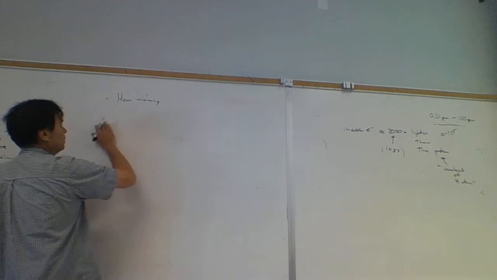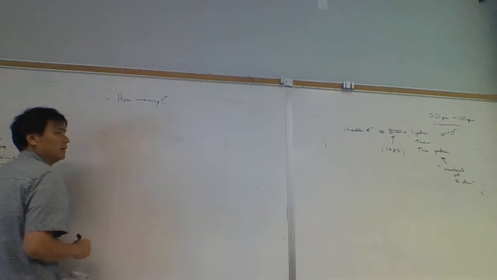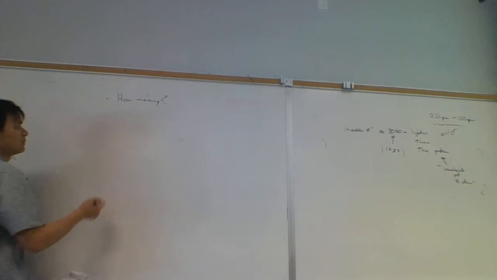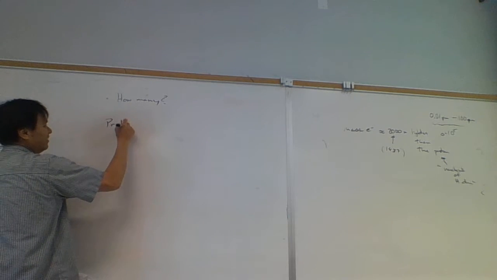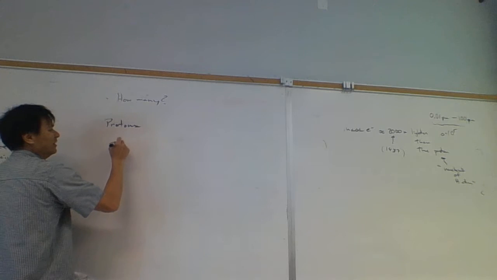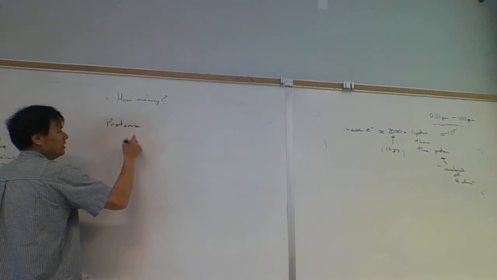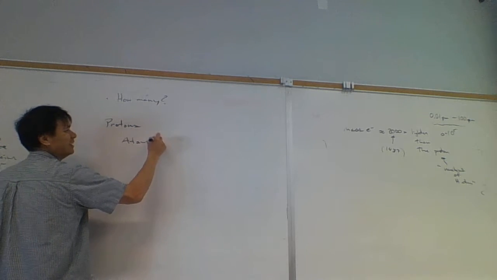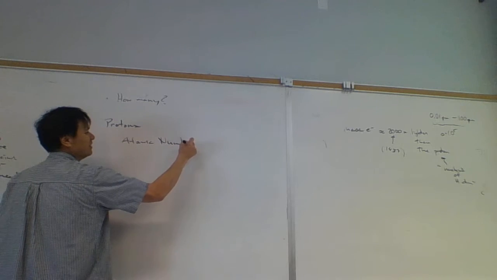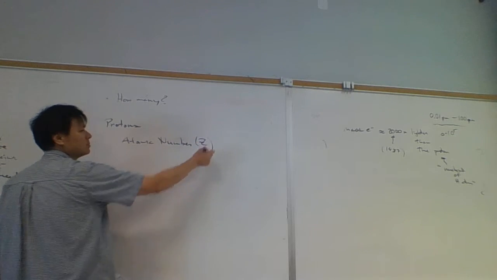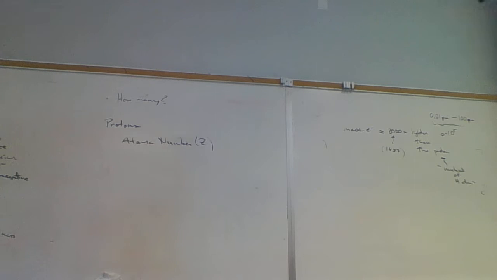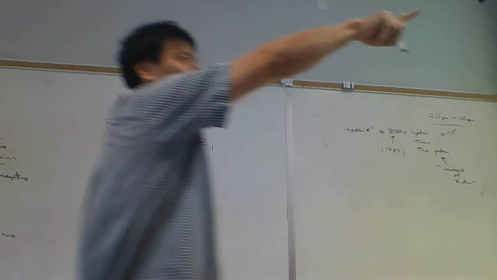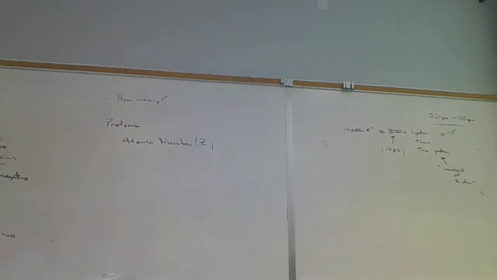And so what we're going to ask is how many protons? Well, how many protons is easy. We have a number for that. The number of protons is called atomic number, and it's given the symbol Z. That's how many protons. Z is the red number on the periodic table. You see the red number up there?